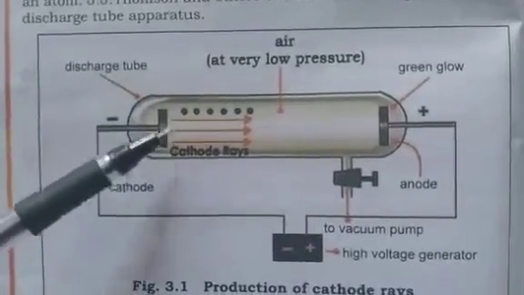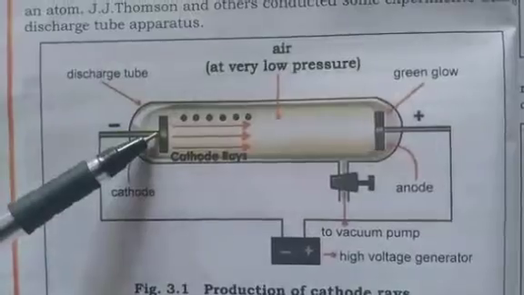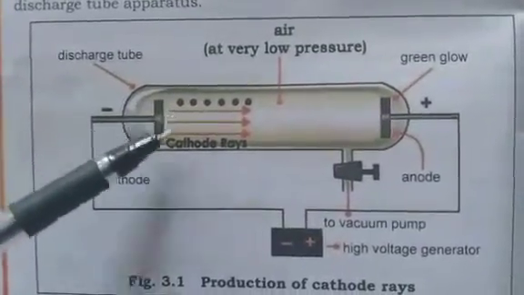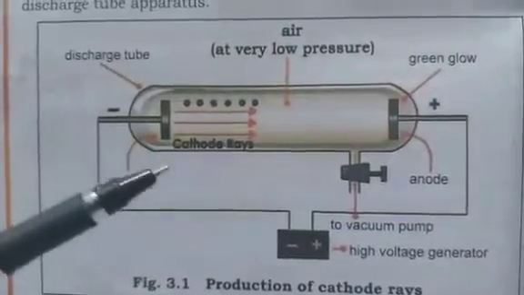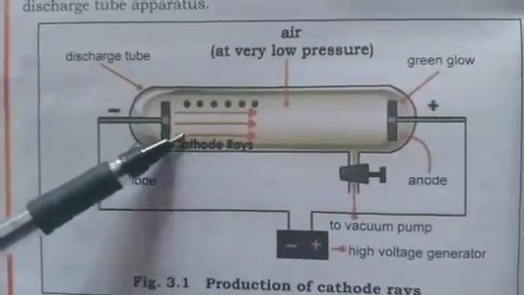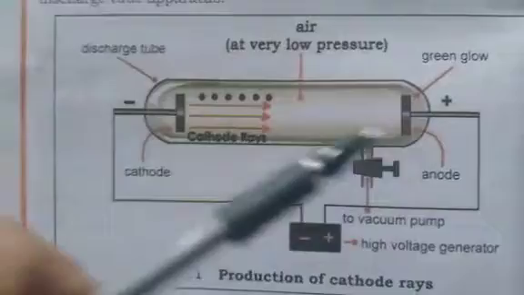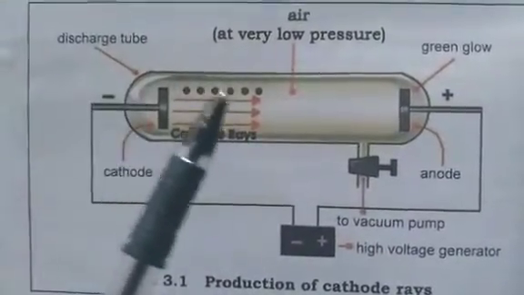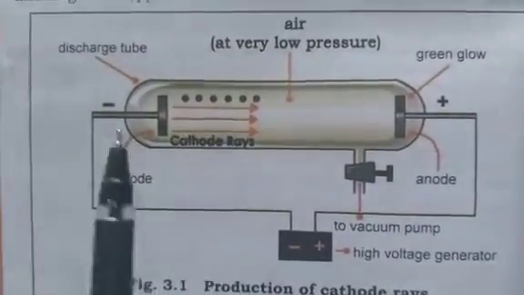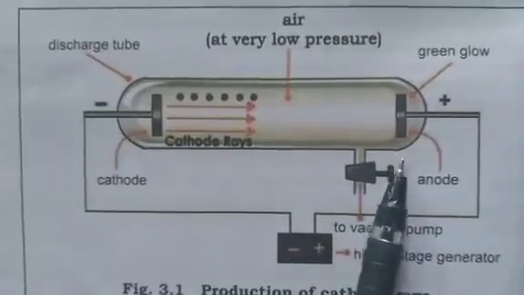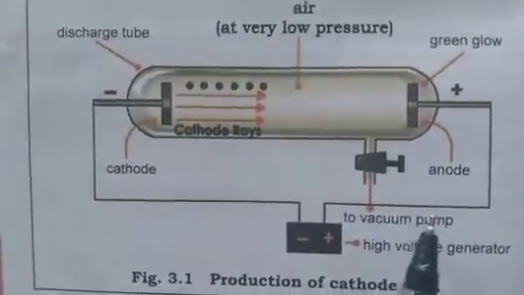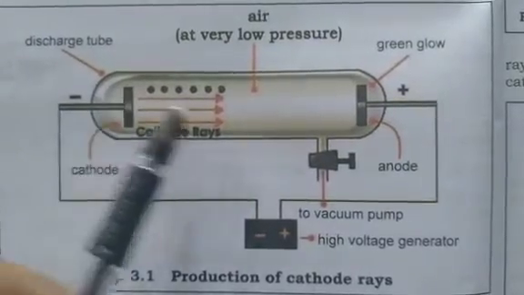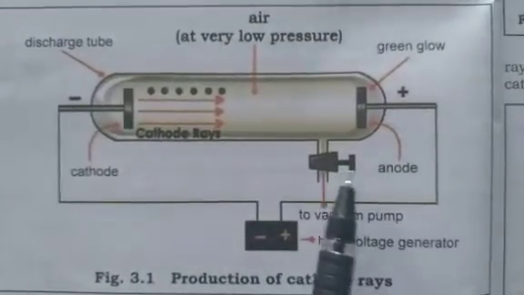This is the experiment conducted by J.J. Thomson and other scientists. This experiment is based on the discharge tube. This is a discharge tube. It is a glass tube, about 15 centimeter long and 3 centimeter in diameter. This discharge tube is connected to a vacuum pump.